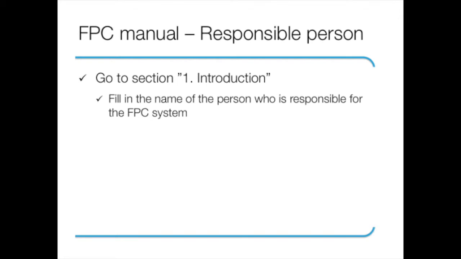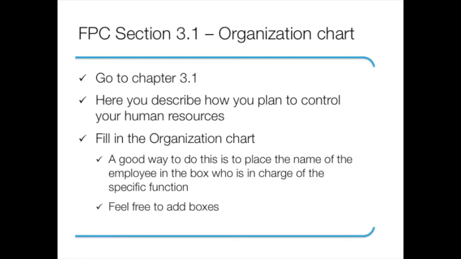But now open your FPC manual and navigate to Section 1. Here we name the person who will be responsible for your FPC system. If you have several locations, name someone to be responsible for each location. And naturally, if you want to, this can be the same employee. In most cases, this employee is also responsible for the CE markings. But if you think that this is too much for one employee to handle, you can name another employee to be CE responsible.